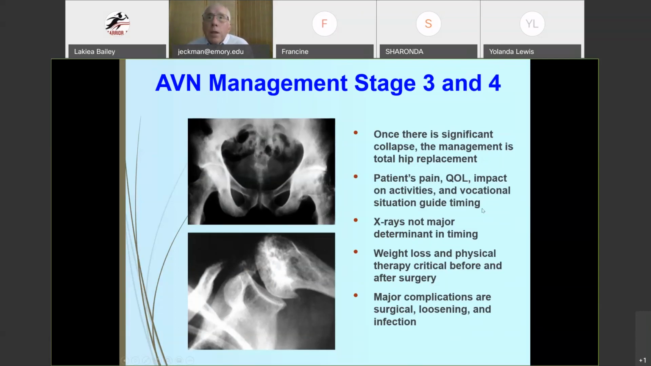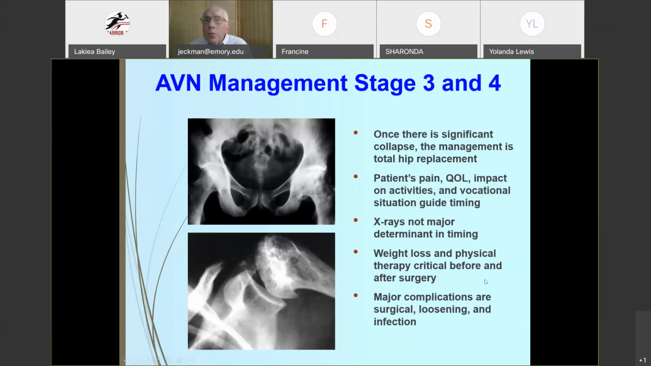The patient's pain, the impact of that pain on their quality of life, how much it impacts the activities they want to do, and their vocational situation all go into the timing. And so the x-ray is not the major determinant of timing, and very often individuals have very terrible looking x-rays, but it isn't causing them pain, it doesn't interfere with their lives, and it doesn't have any impact on their occupation. And so those individuals we leave alone and we just follow them.